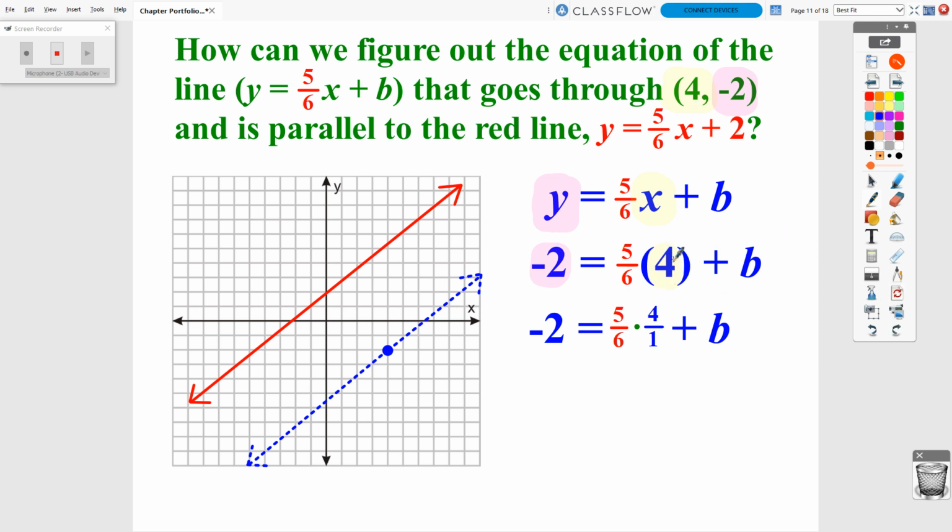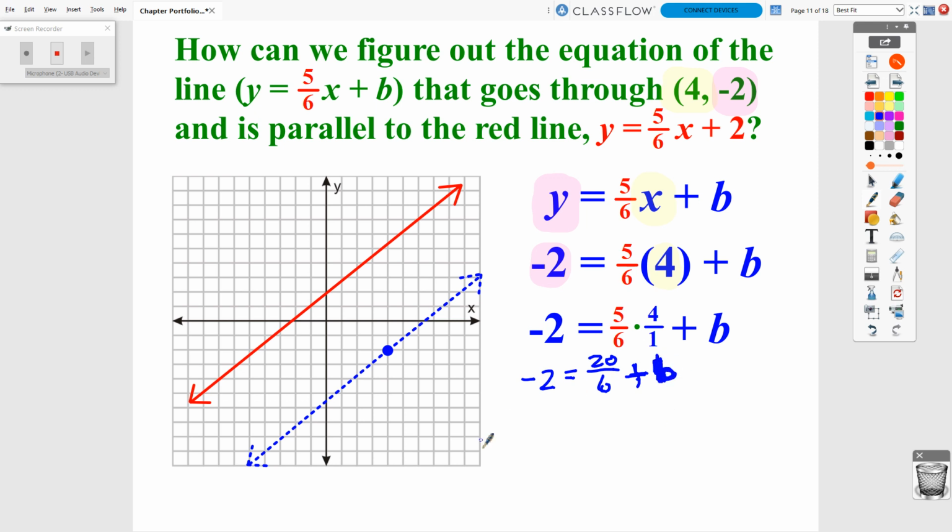So what I did first was I made this 4 into a fraction because my slope is a fraction. And so how do we multiply fractions? Multiplying fractions was the easy thing, because all you had to do was multiply straight across. Multiply numerator with numerator and denominator with denominator. And so keep in mind, if you need to put a denominator underneath this 4, you can always put a 1 underneath it, right? Because 4 divided by 1 is 4. So if I multiply these, I'll have -2 equals, and then I'll have 5 times 4, 20 up top, and then 6 times 1, 6 on bottom. And then plus b.